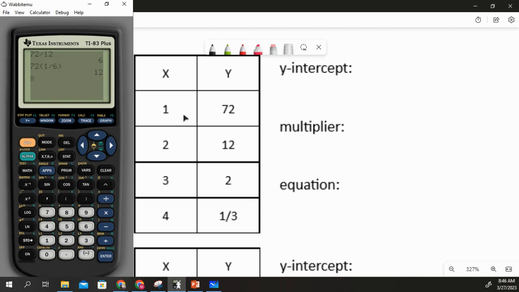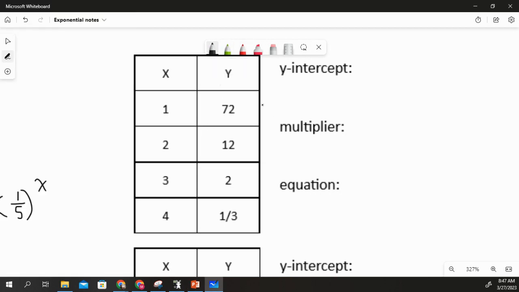Let's check that math again for our next one. If we do 12 this time, times 1 over 6, we get 2. And then if we do 2 times 1 over 6, we get 0.3 repeating. If you wanted to check the fraction version, that is 1/3.